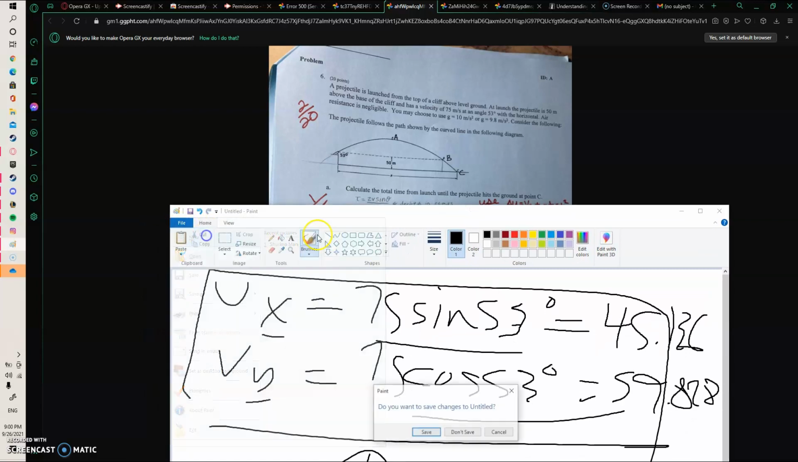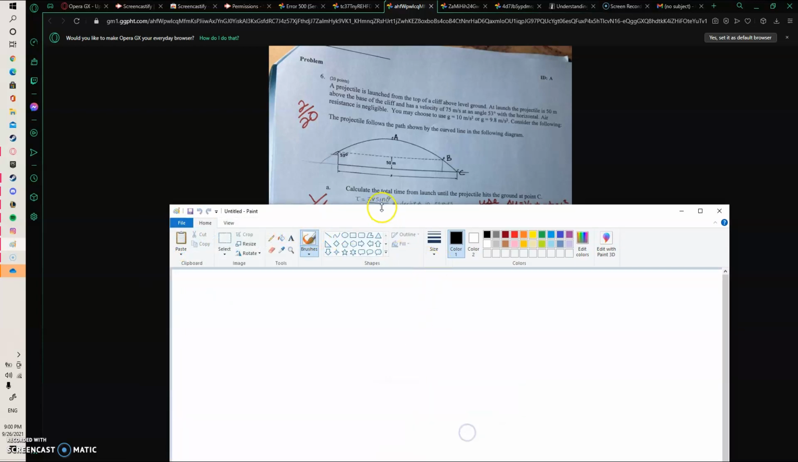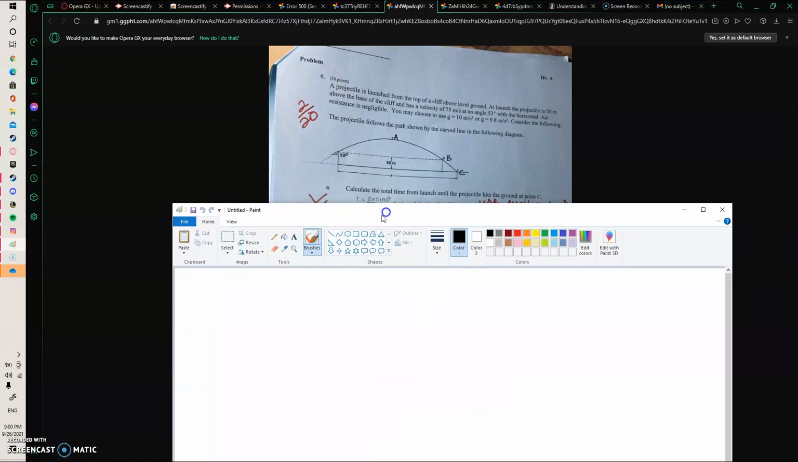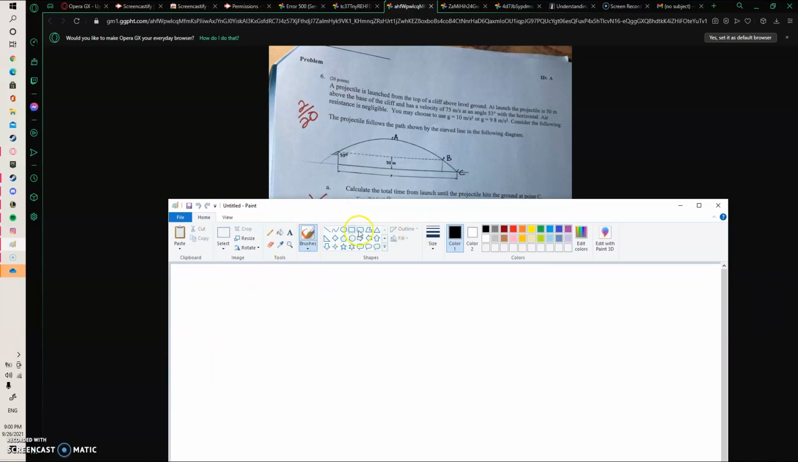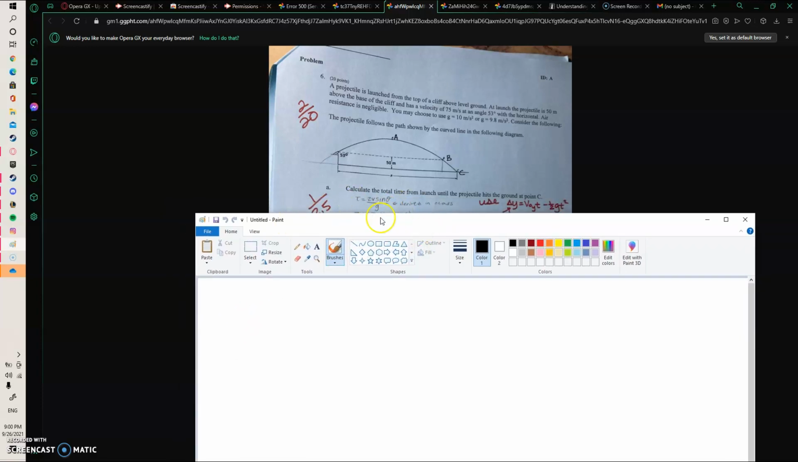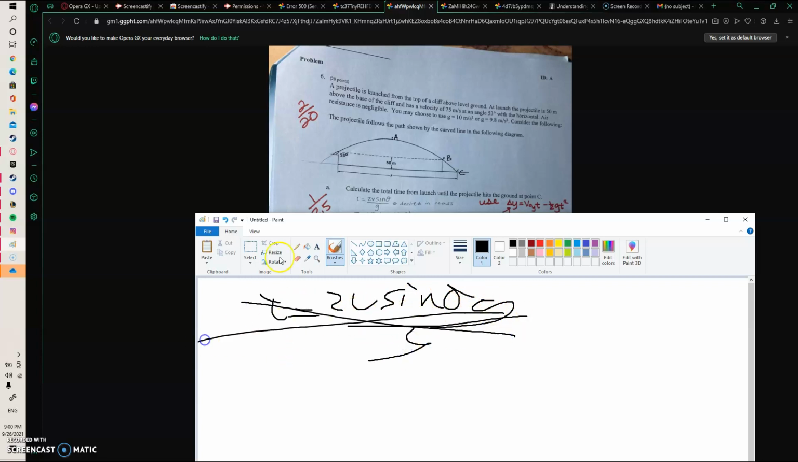For part A, it asks us to calculate the total time from launch until the projectile hits the ground at point C. I did this question wrong because I just used the time equation right away, like sine theta over g. This is incorrect.